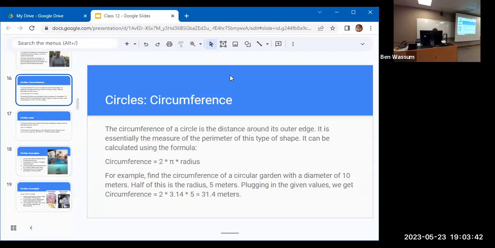One thing I will say is that a lot of times they'll round pi to 3.14. That works. I prefer if you do 3.14159. It makes your answer a little bit more accurate. Or even better, most calculators have a pi button. Hit the pi button. Pi button is your friend.